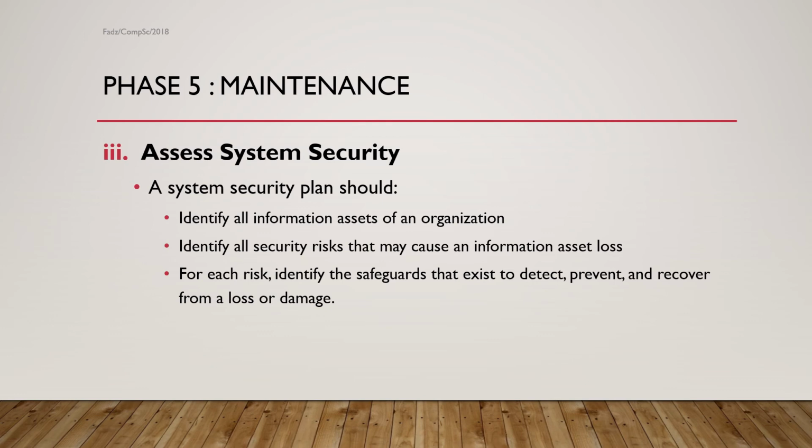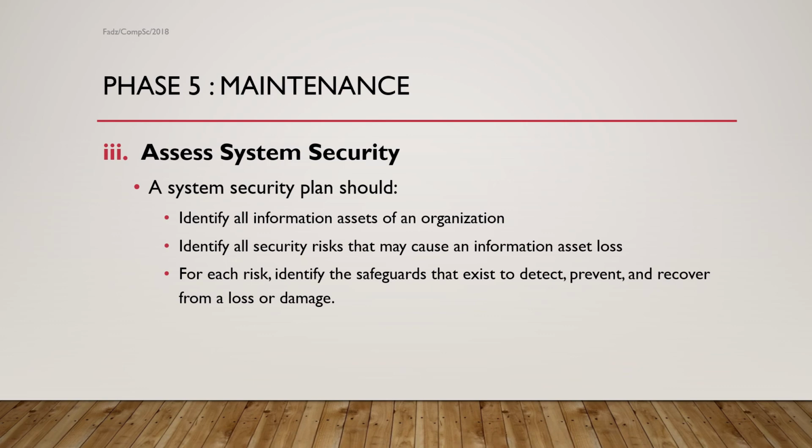Kemudian, after that, we need to identify security risk that may cause an information asset loss. Okay? Kita kena identify apa risiko-risiko yang boleh menyebabkan information asset loss berlaku. So this security risk we have learned during chapter 3. So hope you guys still remember security risk tu apa. Contohnya adalah ancaman virus, and then maybe ada information theft. So we have to identify all that. Okay, apa yang mungkin berlaku.